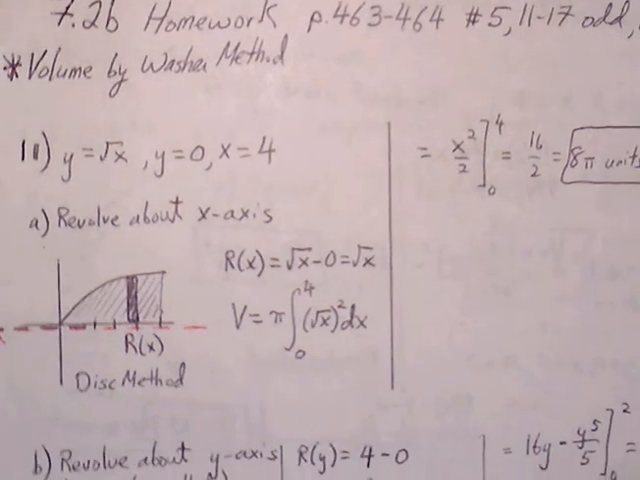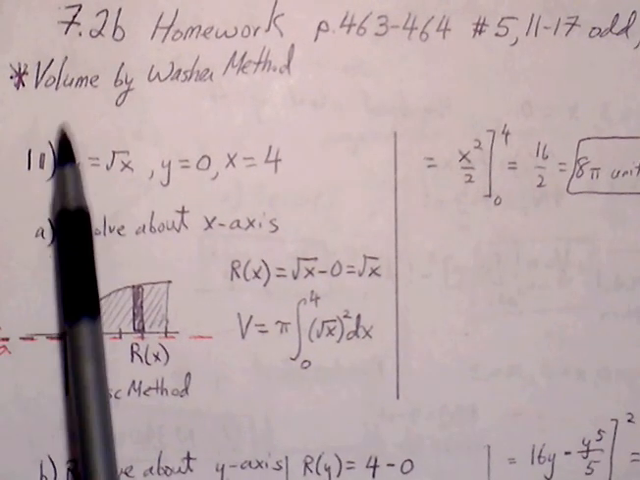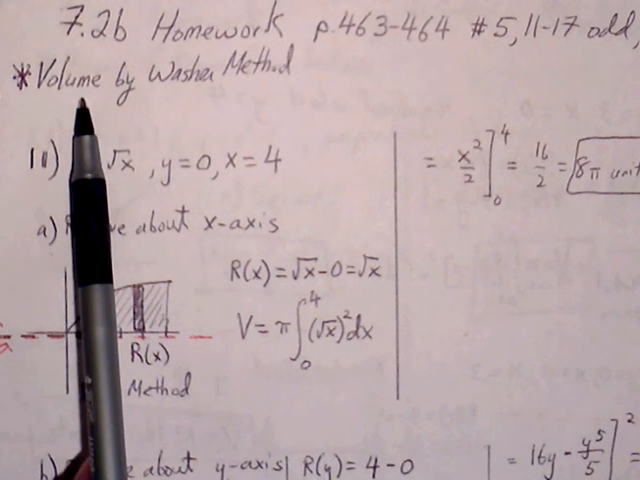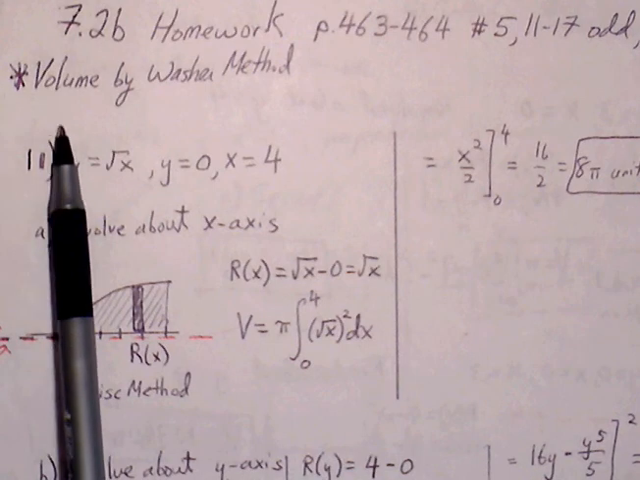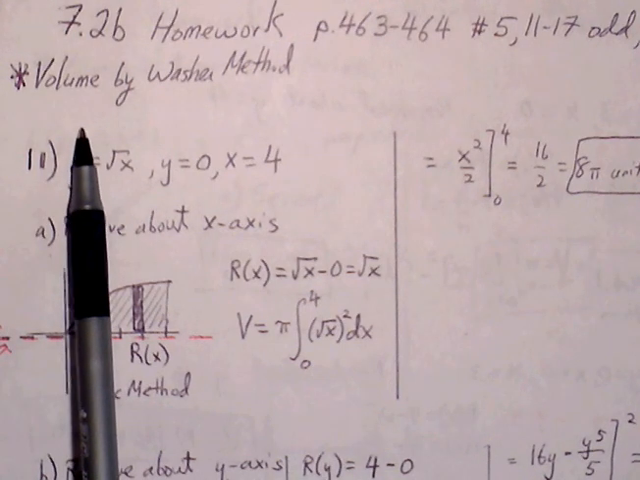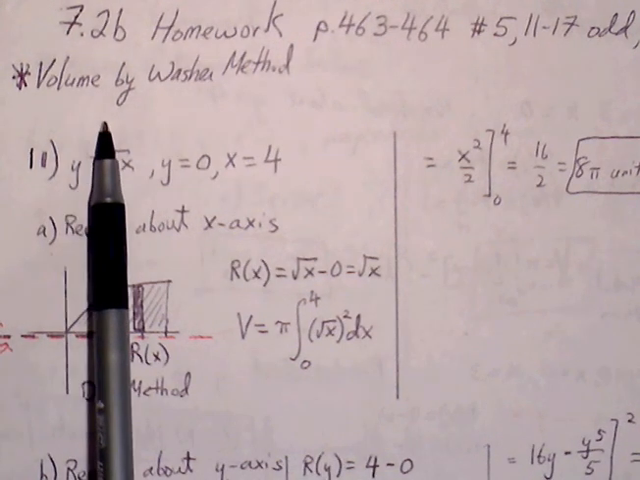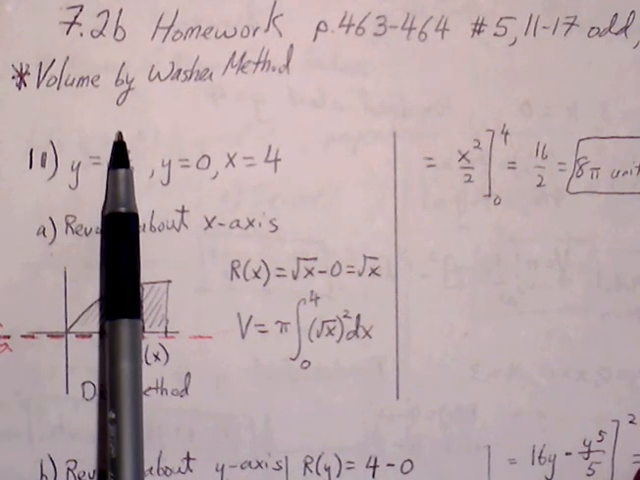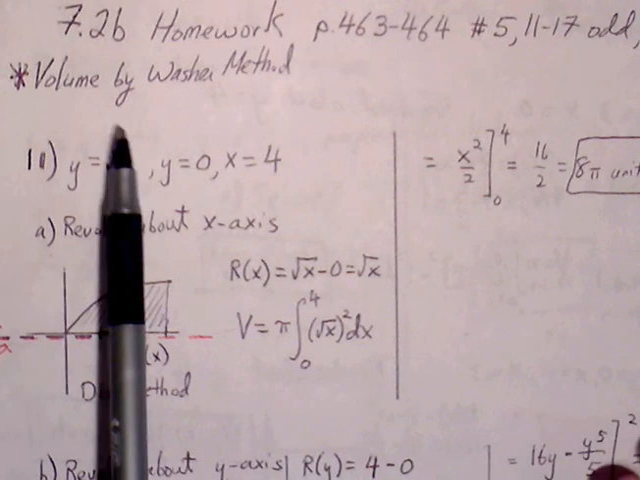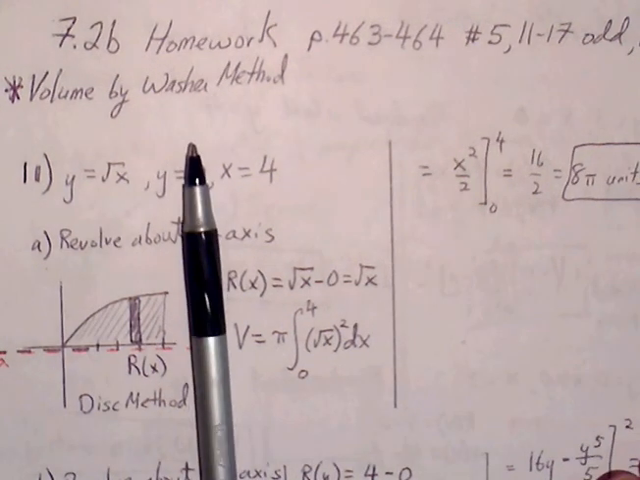All right, let's look at some homework problems from 7.2b. This is finding volume by the washer method. Now, some of these problems are mixed together, so we always have to look at the shaded region in relation to the axis of revolution, and see if there are any gaps or holes.